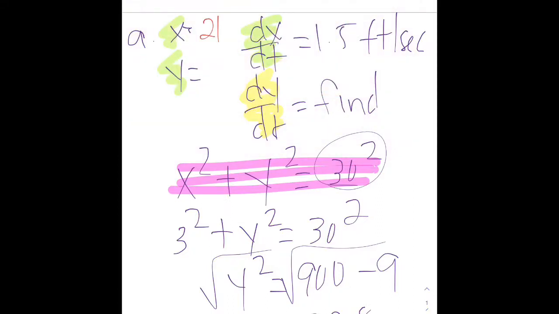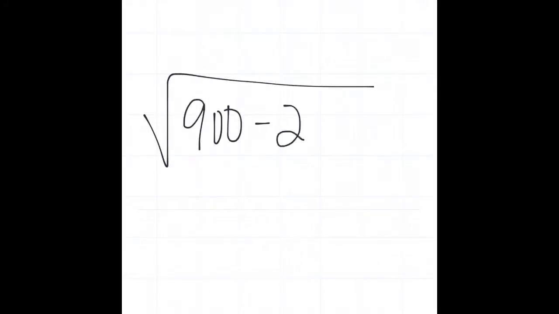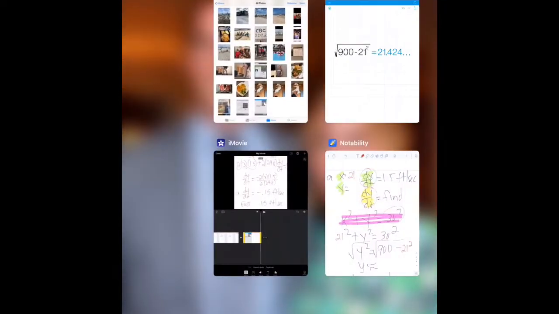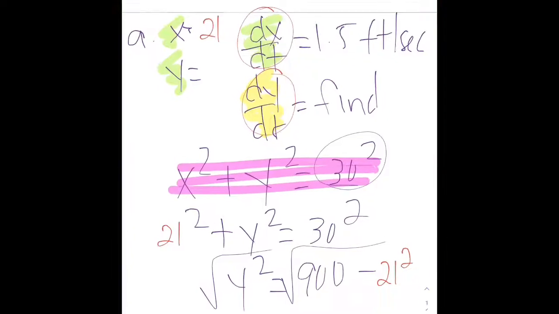My dx dt hasn't changed, and I'm still trying to find dy dt. But what is going to change is my y. Instead of this 3, we need to now make it a 21. So the square root of 900 minus 21 squared gives us 21.4. So that's the only thing that changes in the problem.